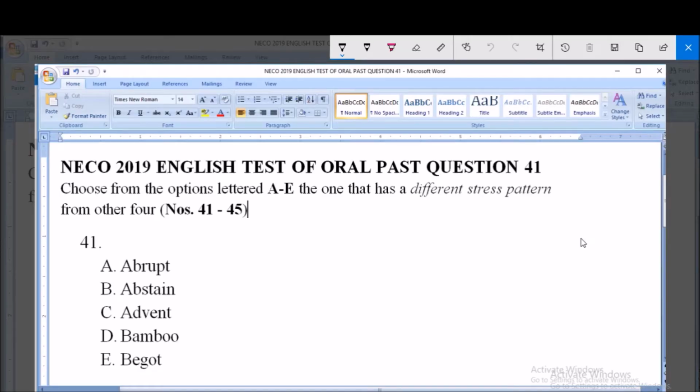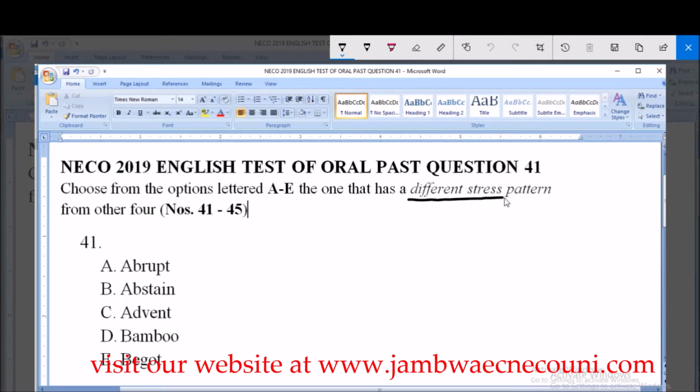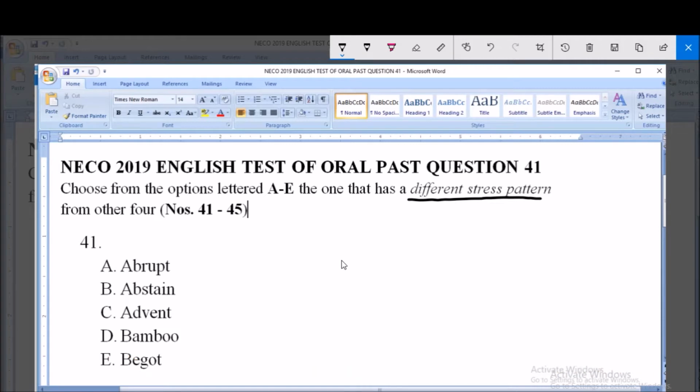Afternoon, welcome. This is NECO year 2019 English test of oral past question number 41. So our focus under this question centered on a word that has a different stress pattern. And when we talk of stress, it is the amount of force that a particular syllable takes during pronunciation or in the course of production.